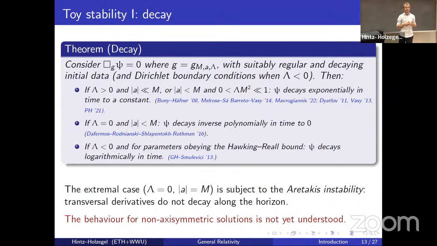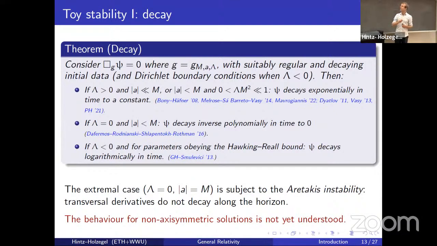And so the energy of that wave just decays exponentially. This was proved in the Schwarzschild-de Sitter case by Bony-Häfner, Melrose-Sá Barreto-Vasy, and Dafermos-Rodnianski, and in the Kerr-de Sitter case by Dyatlov, Vasy, and myself. In the case that the cosmological constant is equal to 0 and the black hole parameters are sub-extremal, the black hole is not rotating beyond a certain physical limit, the solution of the wave equation only decays inverse polynomially in time to 0, which was proved in 2016 by Dafermos, Rodnianski, and Shlapentokh-Rothman.